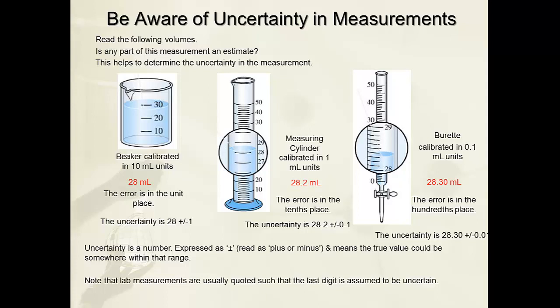On the left here you can see we have a beaker. It has calibrated measurements up the side, but you can see it's calibrated in 10 milliliter units. That means we're not going to be able to measure very accurately, for example, 28 milliliters. So we know that the error is going to be in the unit place, and the uncertainty may be 28 plus or minus 1 milliliter, hypothetically, okay?